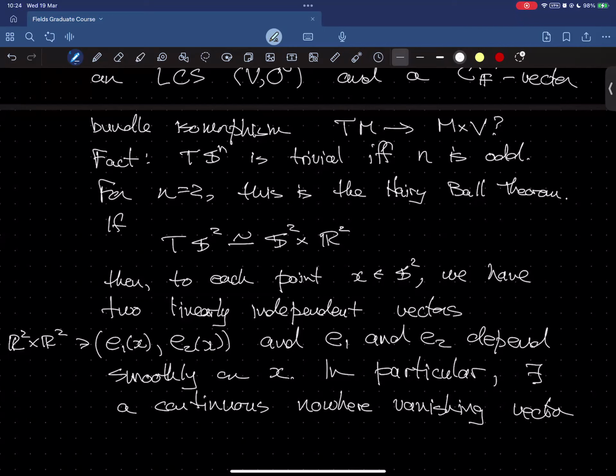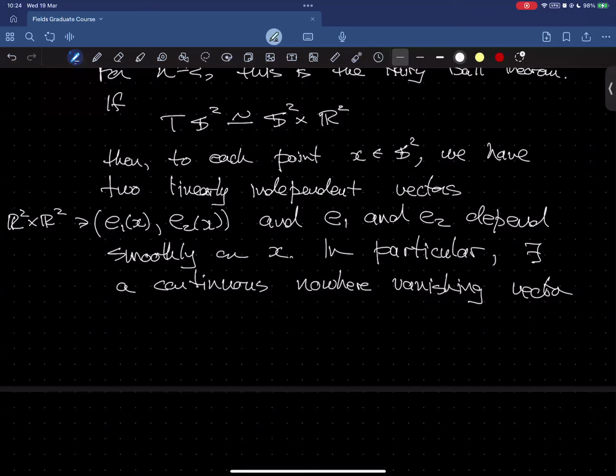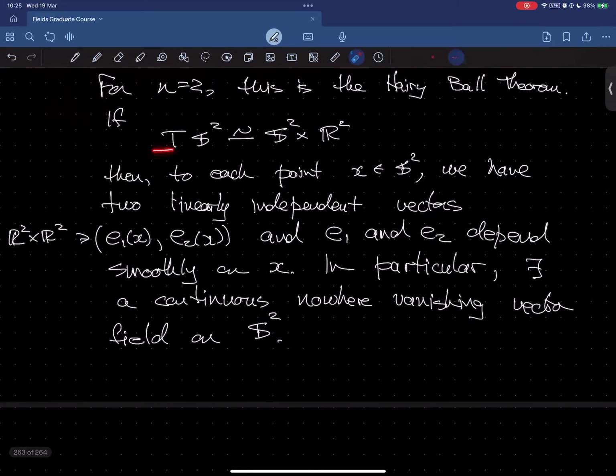vector field. We haven't talked about vector fields, but I know that you've seen the notion of a vector field in vector calculus, and you think of a vector field as just assigning a tangent vector to every point. We'll hopefully talk a little bit about vector fields. Okay, there exists a vector field. And so you could take either one of E1 or E2, for example, on S2. All right. So that's one of the implications of S2 being trivial, that there is a continuous, nowhere vanishing vector field on it.